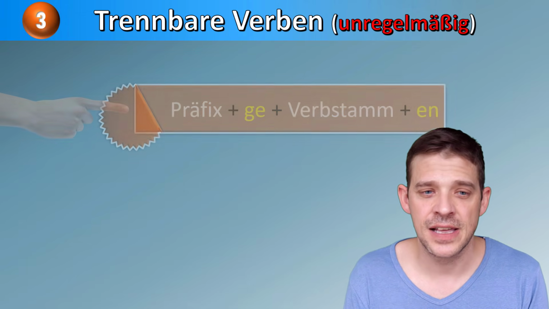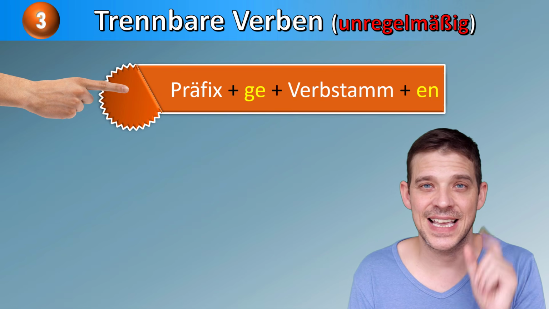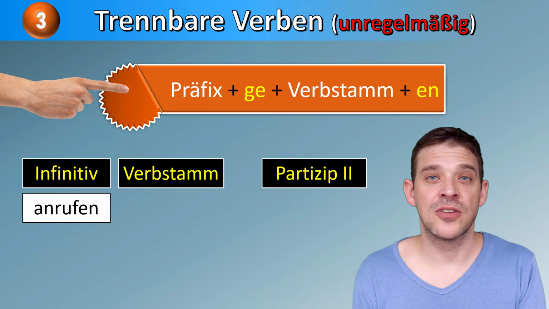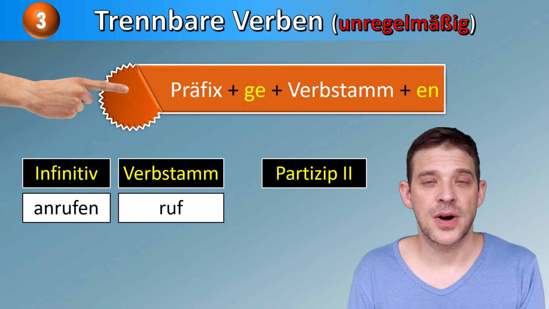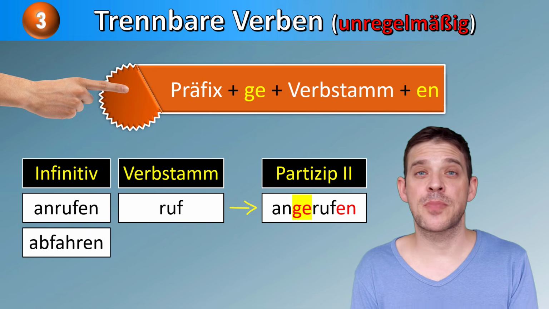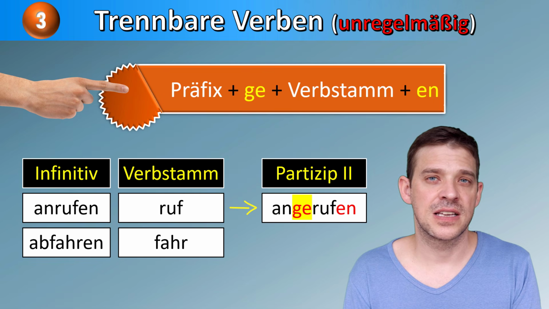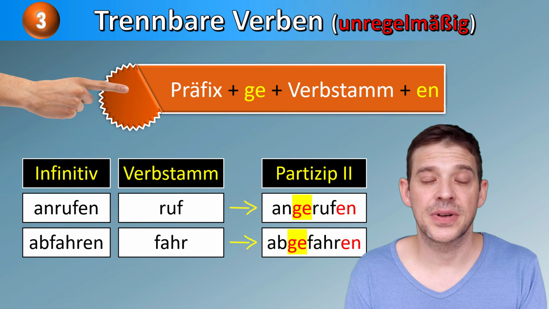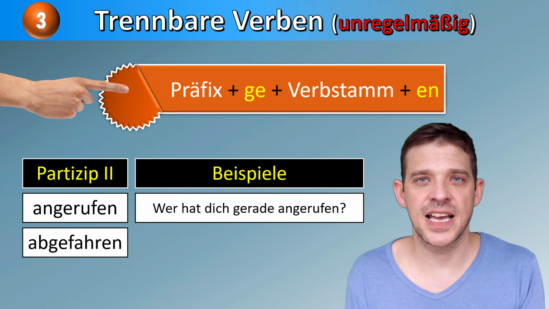Trennbare Verben, Nummer 3. Here the rule is Präfix plus GE plus Verbstamm, and again not T plus EN, because it's for irregular verbs. Zum Beispiel anrufen. Anrufen heißt to call somebody. Ruf ist der Verbstamm, Partizip ist angerufen. Oder das Verb abfahren. Abfahren heißt to leave, to depart. Fahr ist der Verbstamm, Partizip ist abgefahren.